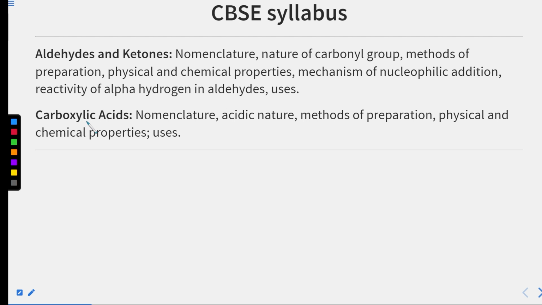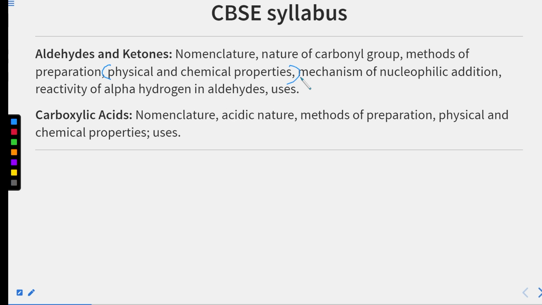Today we will be seeing the reactivity of these carbonyl compounds, that is aldehyde and ketone. We have seen all the preparation methods used for making aldehyde and ketone, all these general reactions as well as some specific reactions. So where are we? We are here. Today we will also cover physical and chemical properties.